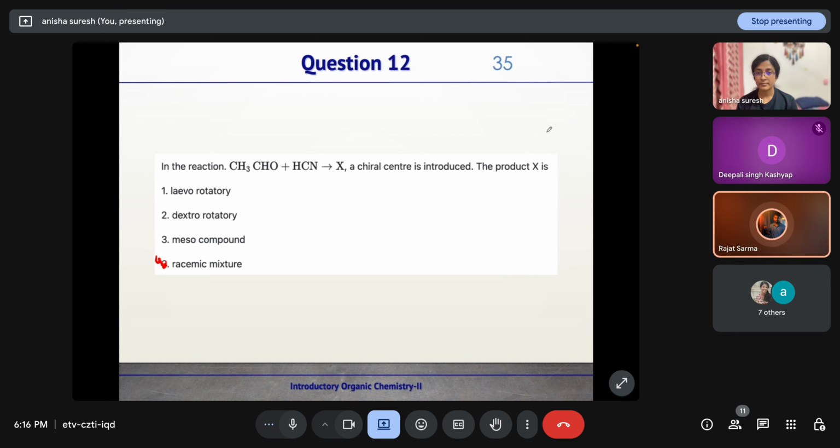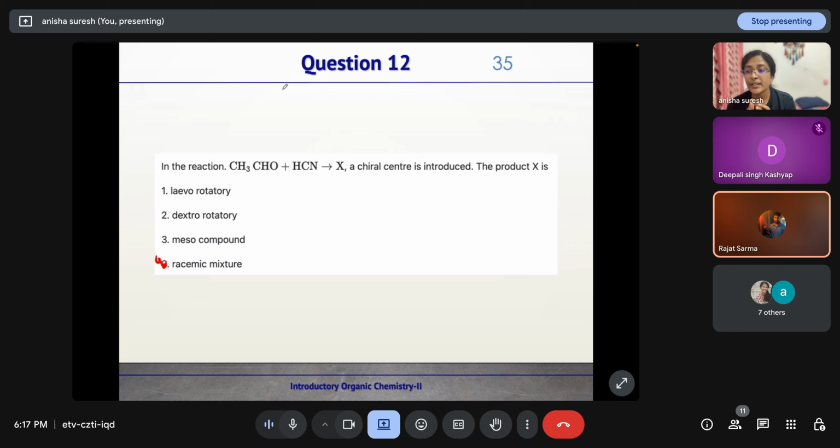Ma'am, one more thing before approaching this question, we have to first check whether the configuration is R or S, right? But in this case, no chiral center is present near to that. So attack can take place from the re-face or the si-face. After the reaction occurs, only then the chiral center will be introduced. So using that, we can determine which configuration is R or S, and according to that, we can determine whether the light will rotate right or left.